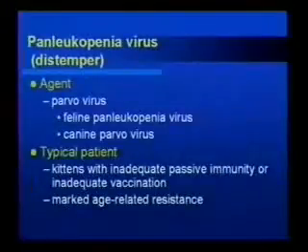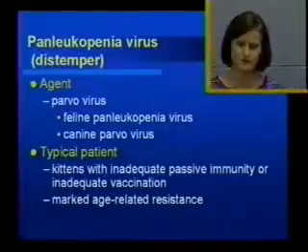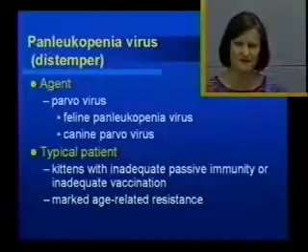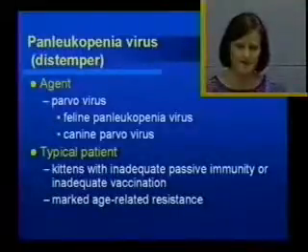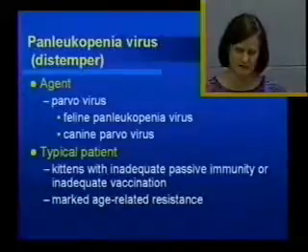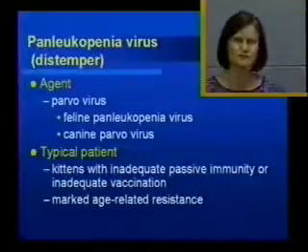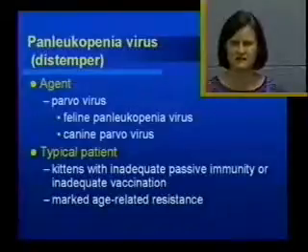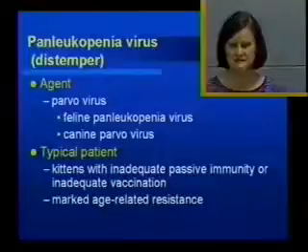Let's move now to feline panleukopenia virus. This is a parvovirus, similar to the parvovirus that affects dogs. It's called feline panleukopenia virus, and colloquially it's referred to as feline distemper. The typical patient is a kitten with inadequate passive immunity from the mother or inadequate vaccination when the kitten's a little bit older. There is a marked age-related resistance to this infection, so that adult cats, even if they have not been vaccinated, are frequently quite resistant, whereas kittens are highly susceptible.